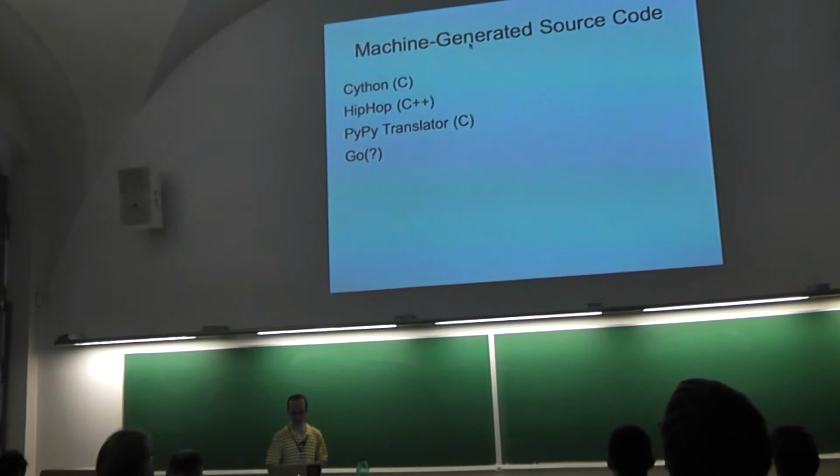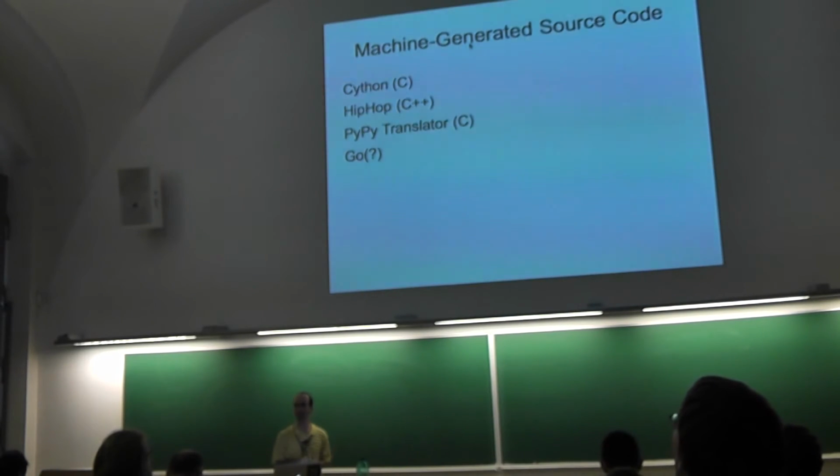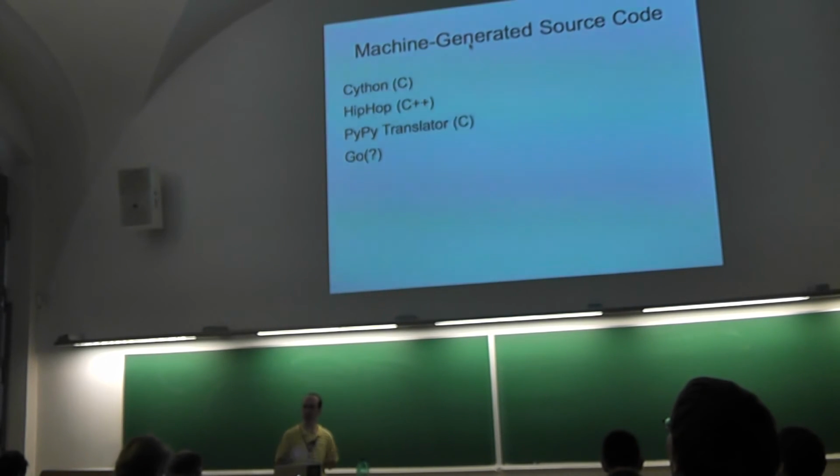So what people are doing because of these limitations of the JIT so far is using various types of conversions. There's Cython, which is a tool mainly for writing CPython extensions: you write it in Python and it converts it to C or C++. Facebook developed something called HipHop, which is a conversion tool for taking their PHP code and converting it into C++.